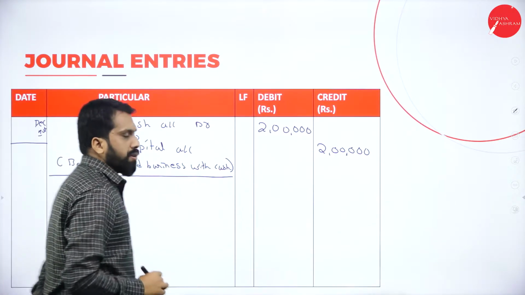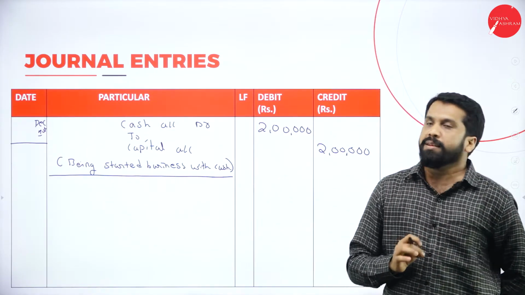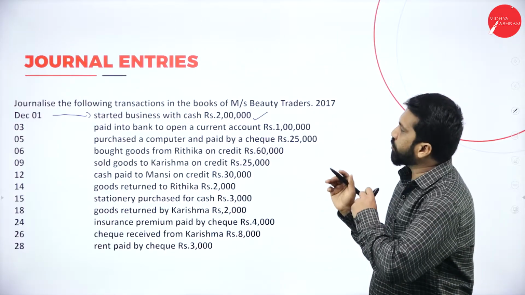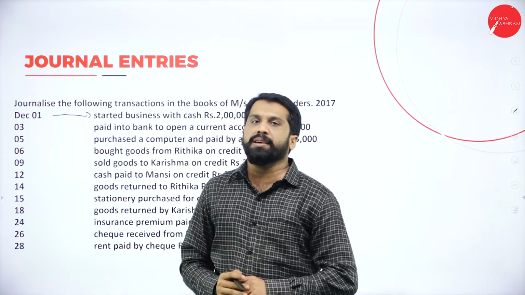This is all about your journal entry number 1. Narrations are very simple. Whatever is there in the question, just you had a word called being. That is only your narration.